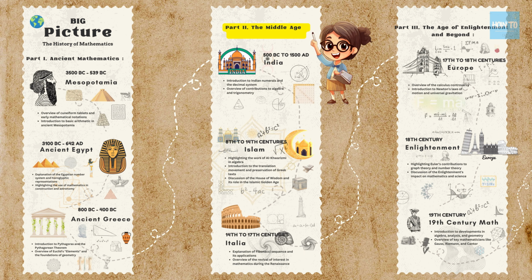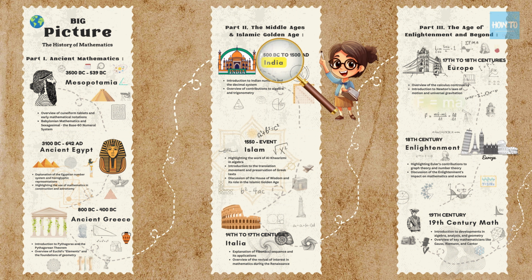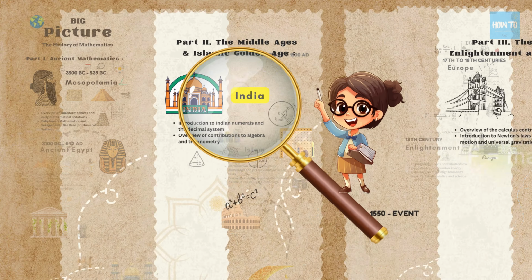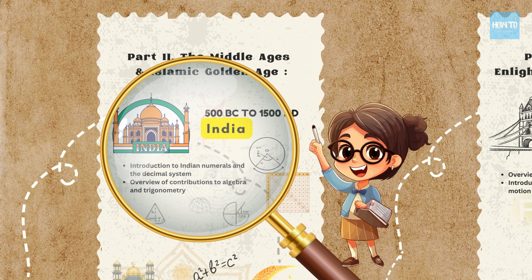Part 2. The Middle Ages and Islamic Golden Age. Segment 1. Indian Mathematics. Take a detour to ancient India, where the decimal system was born. Discover the brilliance of Indian mathematicians and their contributions to algebra and trigonometry. The 2 main topics include 1. Introduction to Indian numerals and the decimal system. 2. Overview of contributions to algebra and trigonometry.